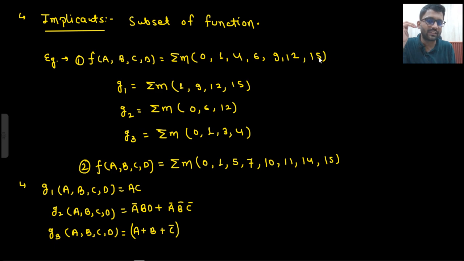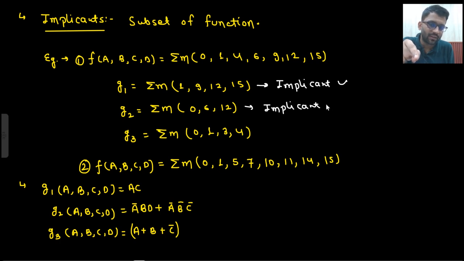So 0, 1, 4, 6, 9, 12, 15 are there. So 1 is there, 9 is there, 12 is there, 15 is there. So it is a complete subset. G1 is a complete subset of function f. That means this is an implicant, because it is a subset. What about this one? 0 is there, 6 is there, 12 is there. So this is also an implicant. But what about this one? 0 is there, 1 is there, 4 is there, but 3 is not there. So this is not a subset. That means this is not an implicant. So implicant is simply a subset.